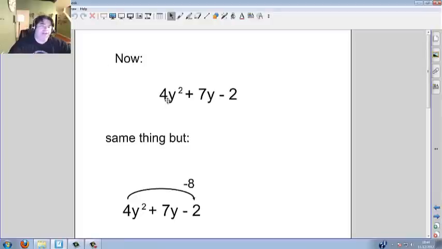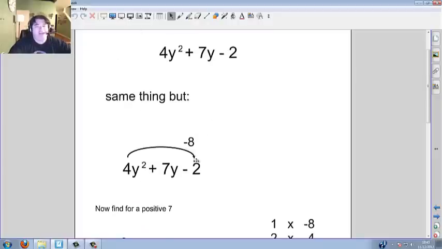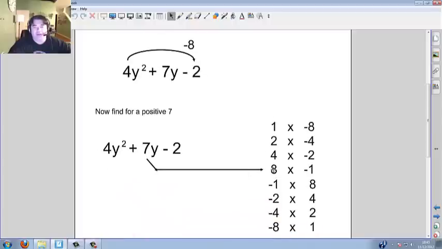And back. Now, 4y squared plus 7y minus 2. First thing you're going to do is take 4 times negative 2. Again, same procedure, but now you have a negative 8. Well, if you have a negative, you have to list all the options for a negative.